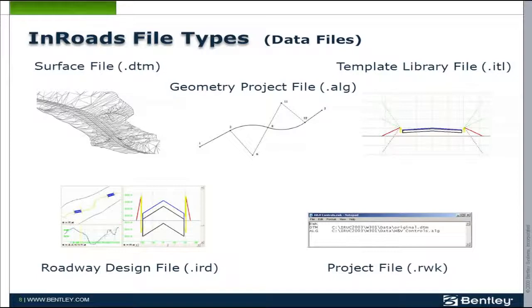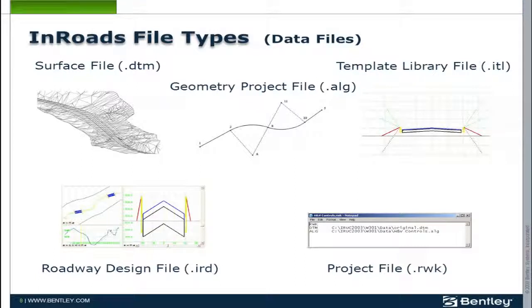The roadway design files are a combination of the template files and the alignments. On the left there you see the alignment files, and on the right you see the templates. This combination creates your roadway design. Lastly, we have our project files. Our project files are just text files, but they house the locations of the other files you were working with so that you can easily open multiple files at one time. You can always open InRoads files individually, but the project files are a nice way to open many files at one time.